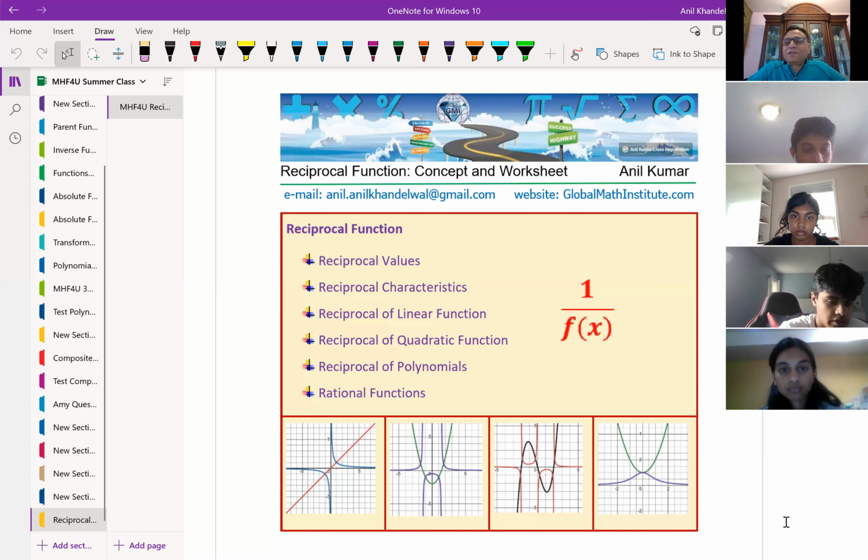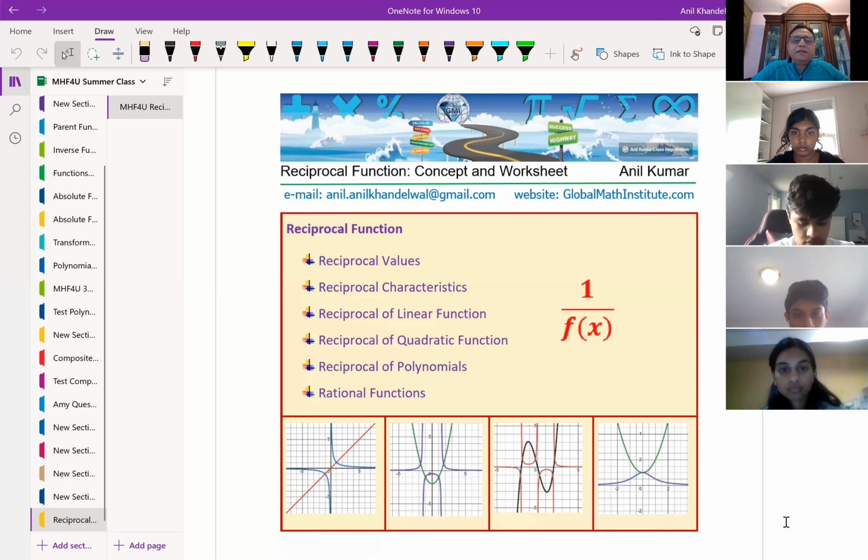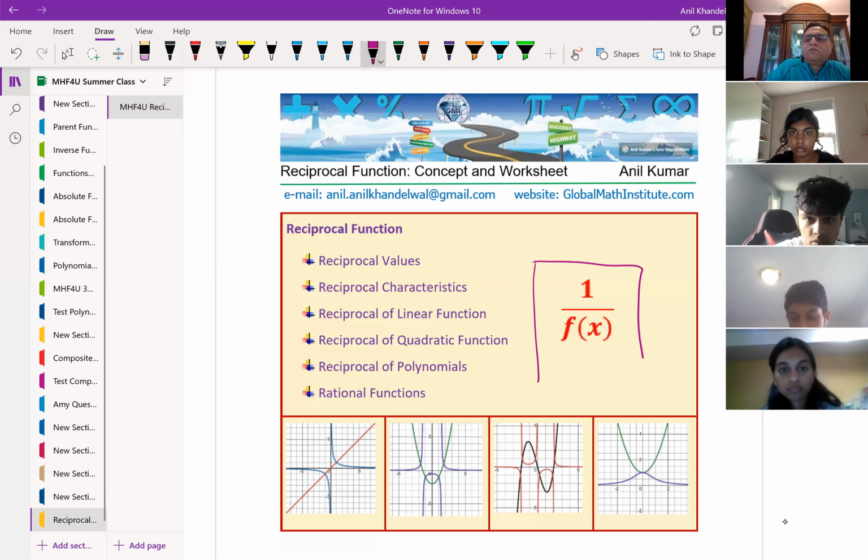Perfect. Okay. So we are now in unit 5, which is rational functions. In rational functions, we'll begin with reciprocal of a function. Reciprocal means, as shown here, if the function is f of x, then the reciprocal is 1 over f of x. Clear, right? Bold and clear. This is what reciprocal is. Any function I give you, the reciprocal will be 1 over f of x, correct?